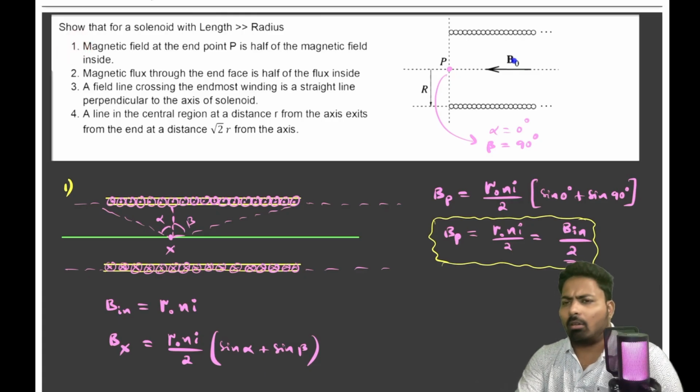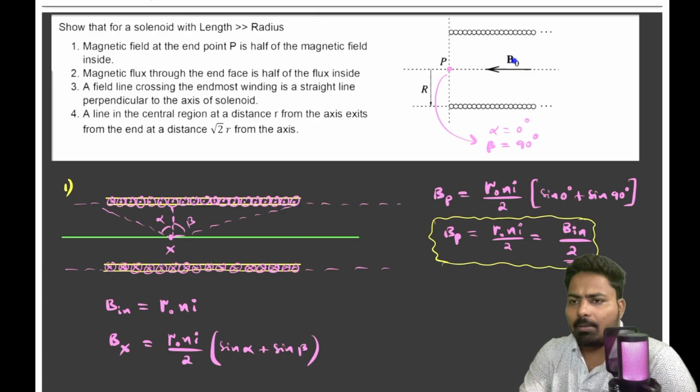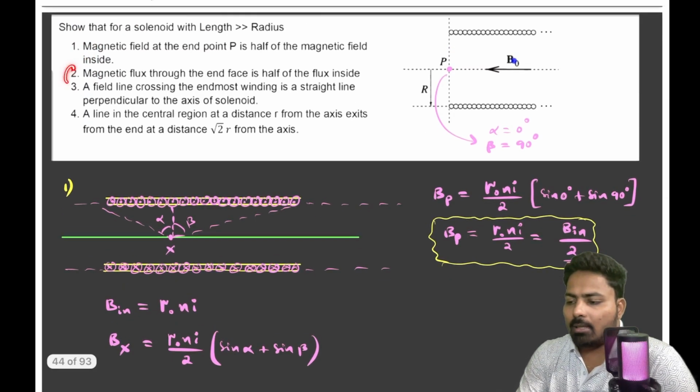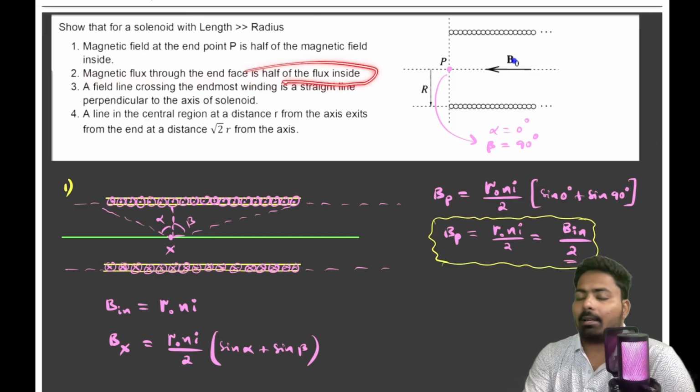The same thing we can also do by the superposition principle as well, by considering a symmetry. So in that manner also we can prove this. Okay, so let us try to prove this second point now. The second point they are asking us to prove is that the magnetic flux through the end face is half of the magnetic flux that is inside, right?